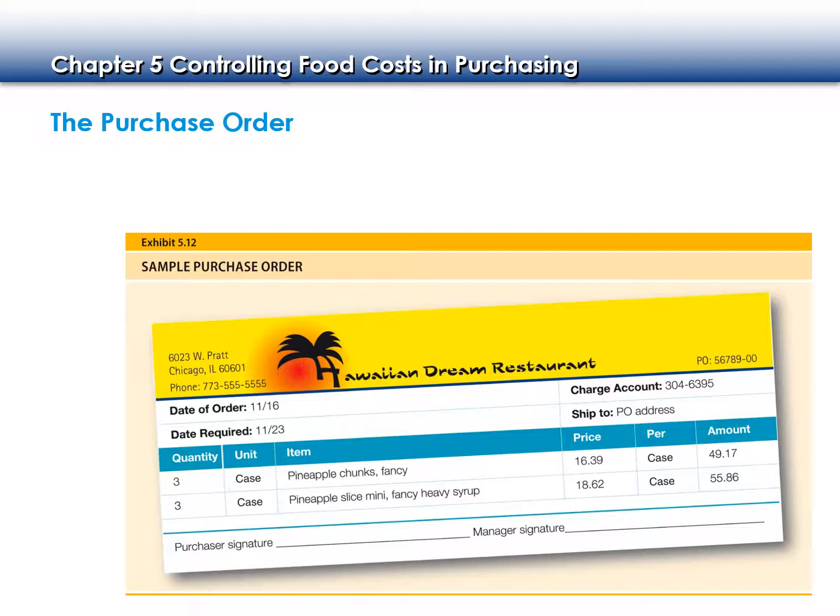So the purchase order, this is where typically everything is ordered from. It has all the information. It has the quantity, the price that we paid per case, and then the total amount. So that purchase order is what we're going to use to compare when that order comes in, in that receiving process. And it's key to have this purchase order because sometimes prices fluctuate.